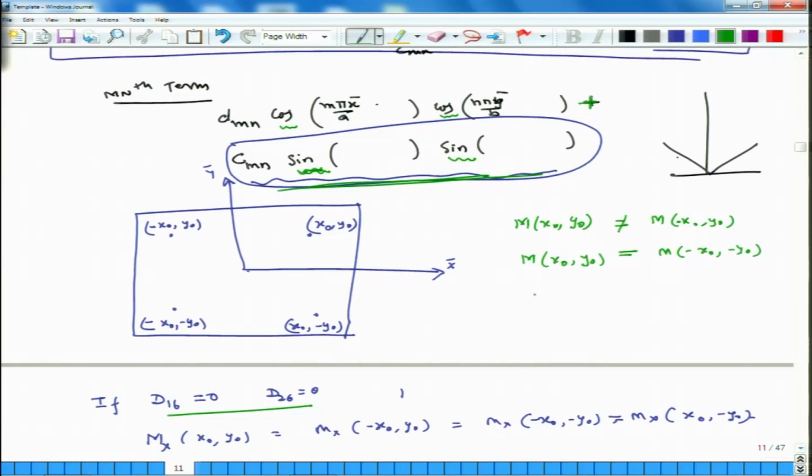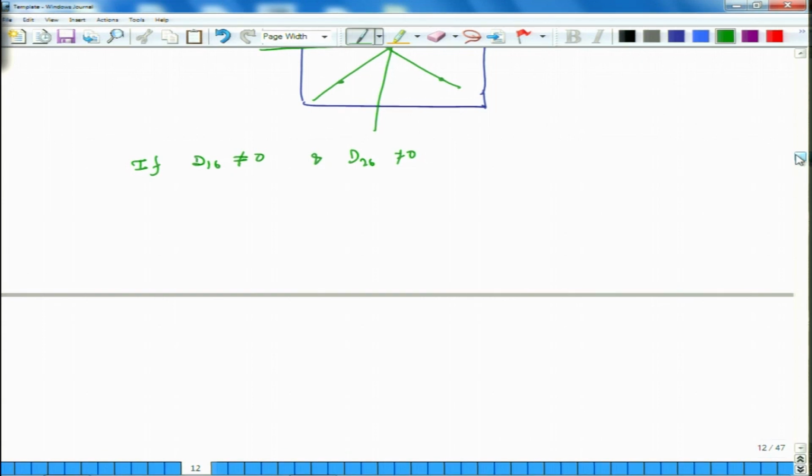And the last thing is m at x naught y naught, for the same reason, will not be equal to m at x naught minus y naught, and finally we can say that m at x naught minus y naught will be equal to m at minus x naught y naught. Okay. So this is what happens when D16 and D26 are not 0.